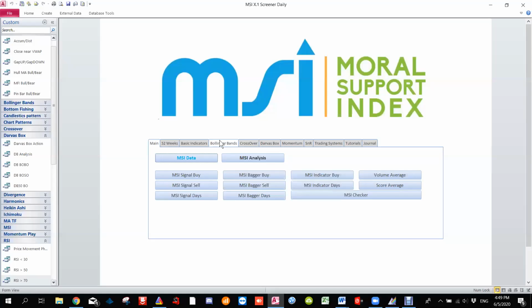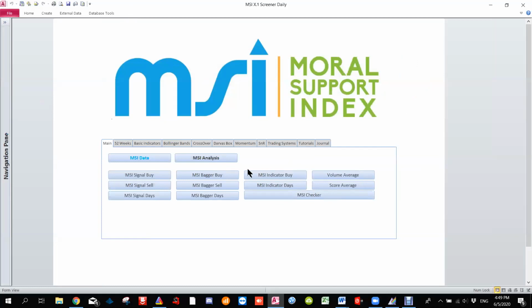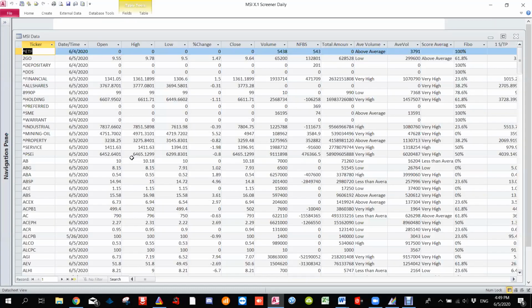So let's open the MSI screener. Here in the MSI screener, it has many different tabs that give you analysis. Basically, the data from AmiBroker is brought here so you can sort quickly. Okay, so for example, on a daily level, let me show you.